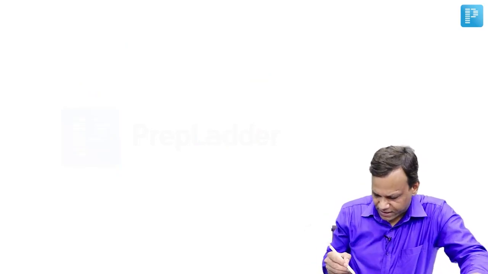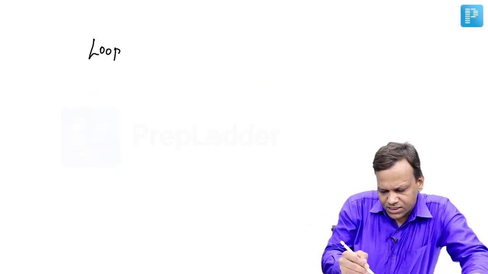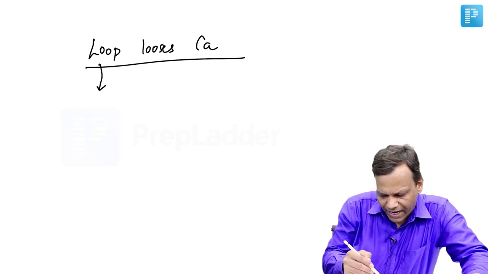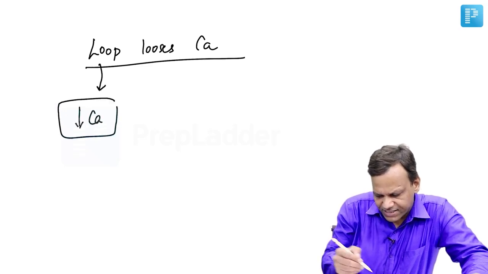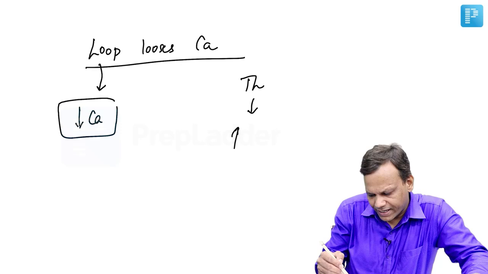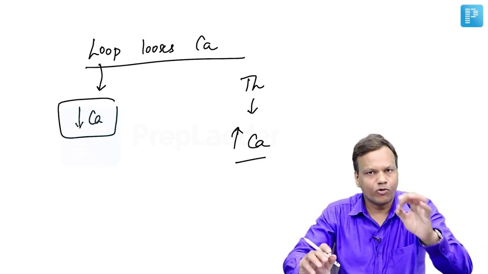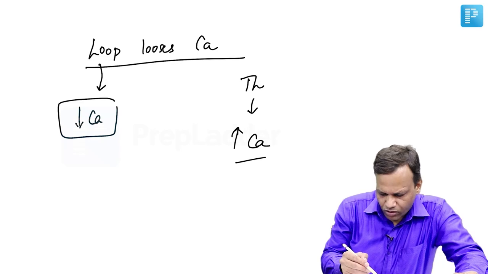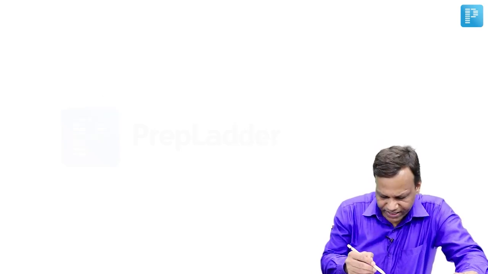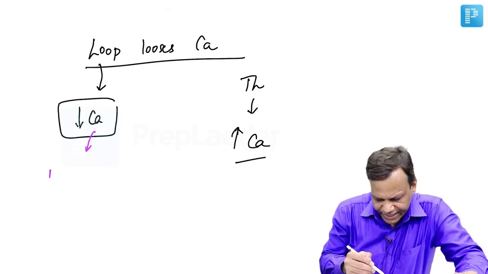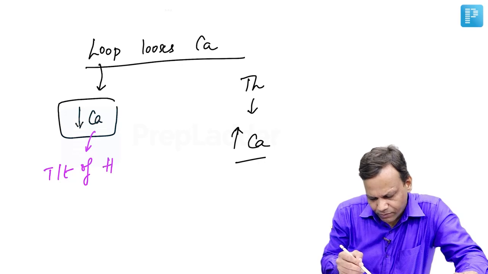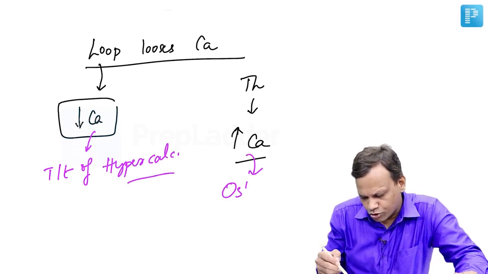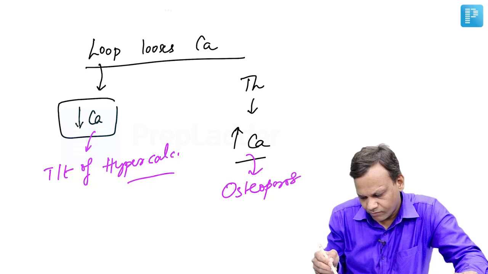The main difference is that loop diuretics lose calcium. That means loop diuretics cause hypocalcemia, whereas thiazides cause hypercalcemia. Loop causes hypocalcemia, thiazide causes hypercalcemia, and because of causing hypocalcemia, loop diuretics have an extra use, which is treatment of hypercalcemia, whereas thiazides can be used for treatment of osteoporosis.